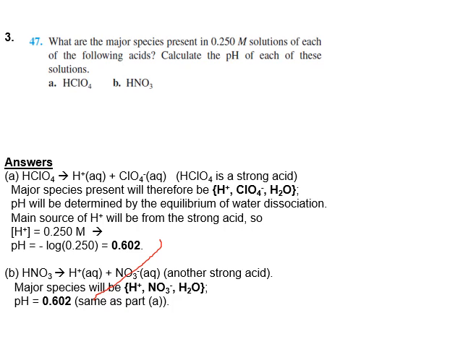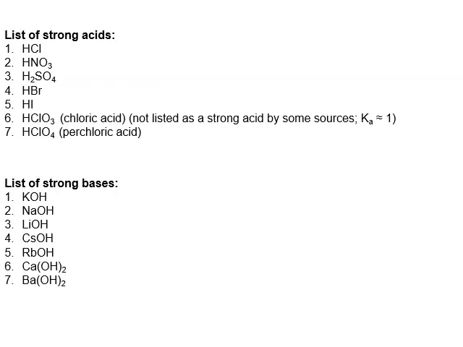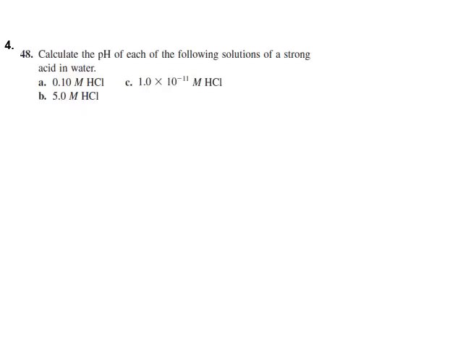So just take minus the base 10 log of 0.25 and you get 0.602. Let's go on. I just put this in for you if you didn't already know. Here is the list of strong acids and strong bases, which I'm not going to go back through. But if you don't remember them, you can pause this and look at these. And let's go on to the next slide.